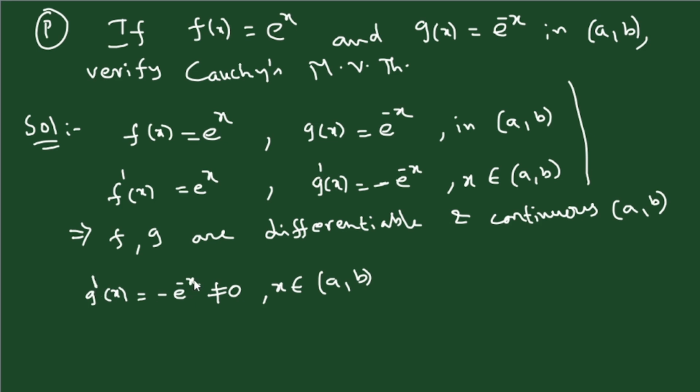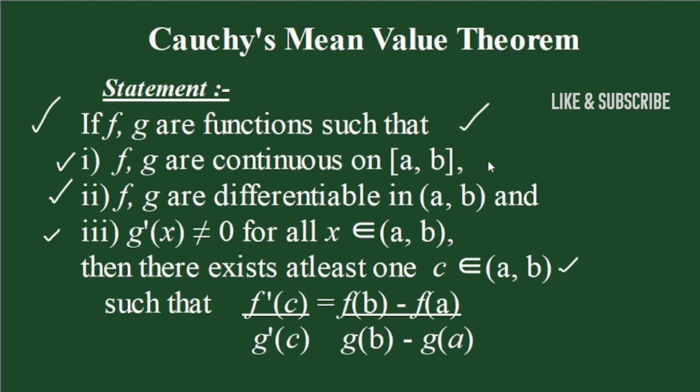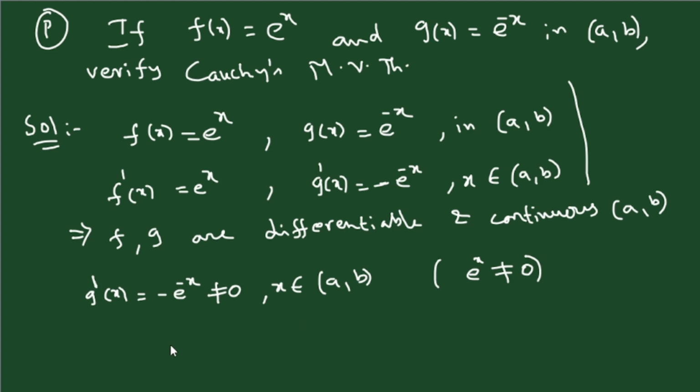For any value of x in the real line, e power minus x or e power x will never be equal to 0. Therefore, g dash x is not equal to 0. Right? e power x is not equal to 0 for any x. So g dash x is not equal to 0. That means all three conditions of Cauchy mean value theorem are verified, true, for these two functions. Therefore, there must exist a c in the open interval (a, b) such that this happens. So, verify means what? We need to verify whether it is true or false. That means we should be able to find such a c.